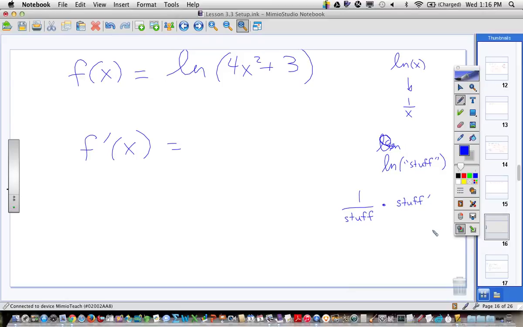I like the way you think, right? Stuff prime, right? That's what the rule really is for natural log. And actually, we're going to write our rules that way. Now, we're not going to put stuff, but we're going to use the letter U.